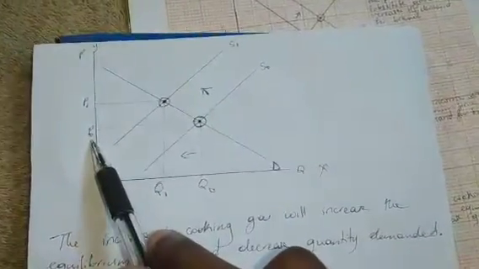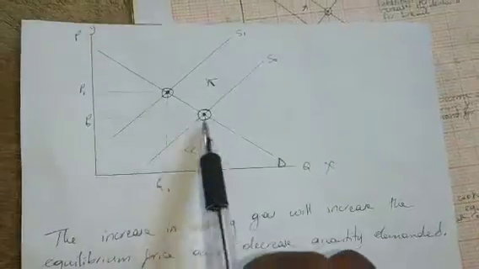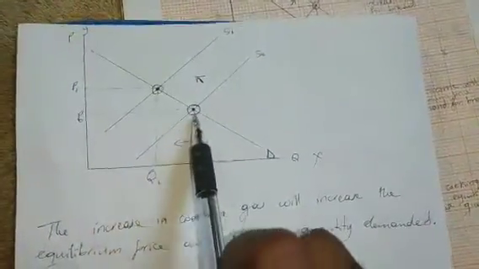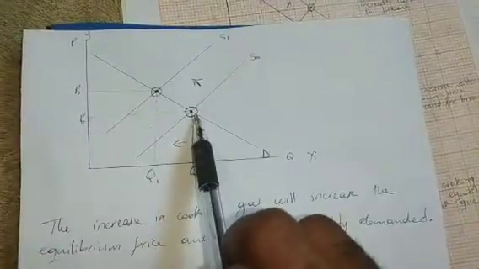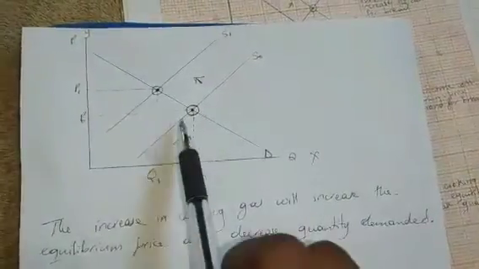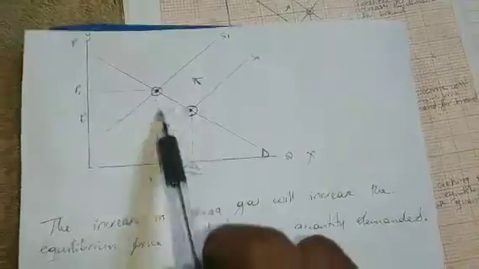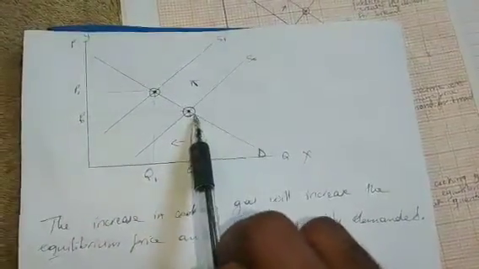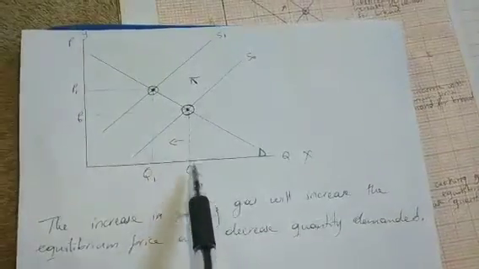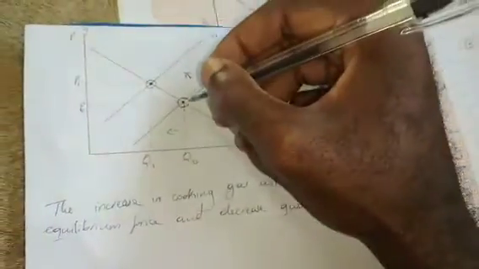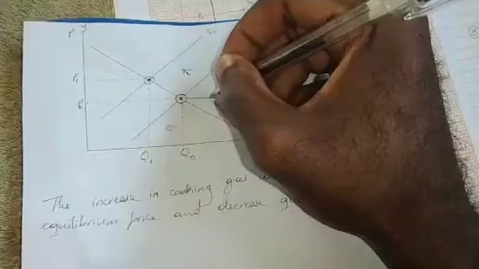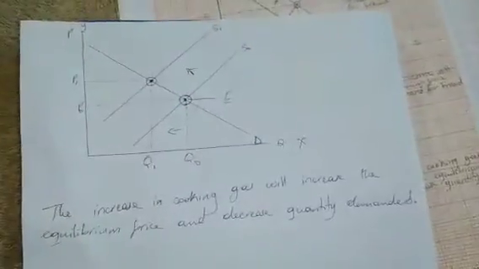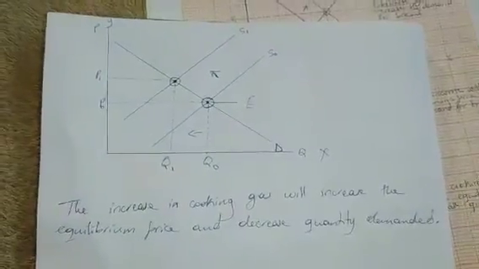Price zero is when the price of cooking gas would have been stagnant, no change. This is where the quantity demanded for bread would be when cooking gas prices remain stagnant. So Q0. This pointer here represents the equilibrium.